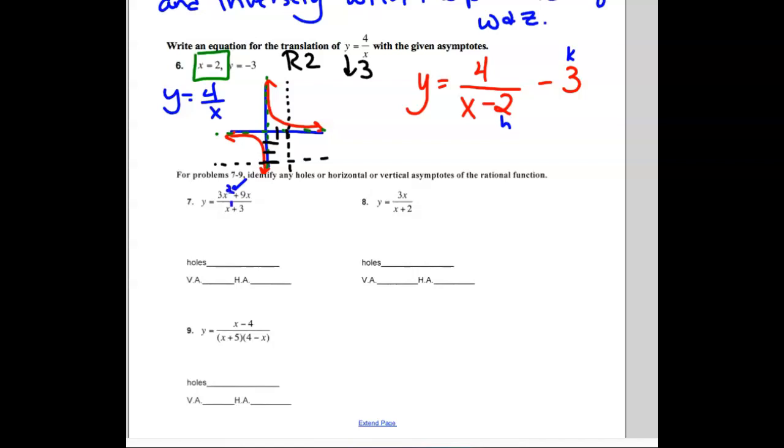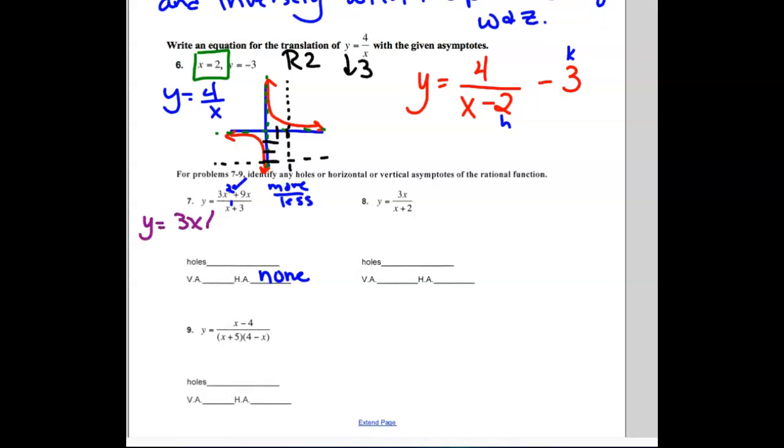So if the top is more than the bottom, then we don't have a horizontal asymptote. So we're going to say none for that. All right, now to find holes and vertical asymptotes, we actually have to get it into factored form. So let's factor the numerator. We can factor out a 3 and an x. It would leave me an x plus 3.